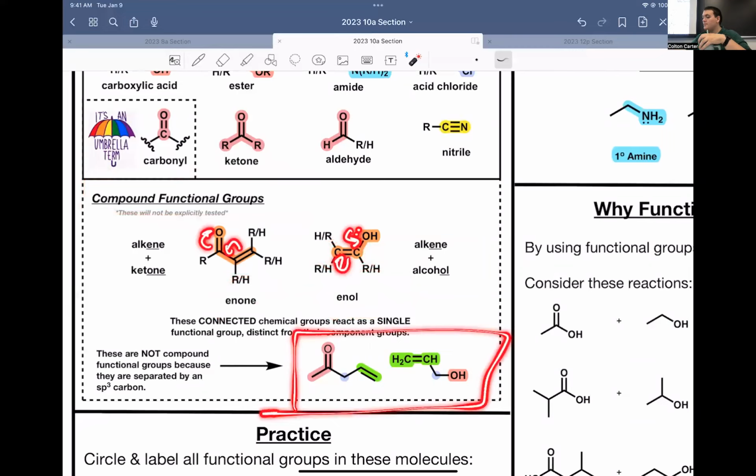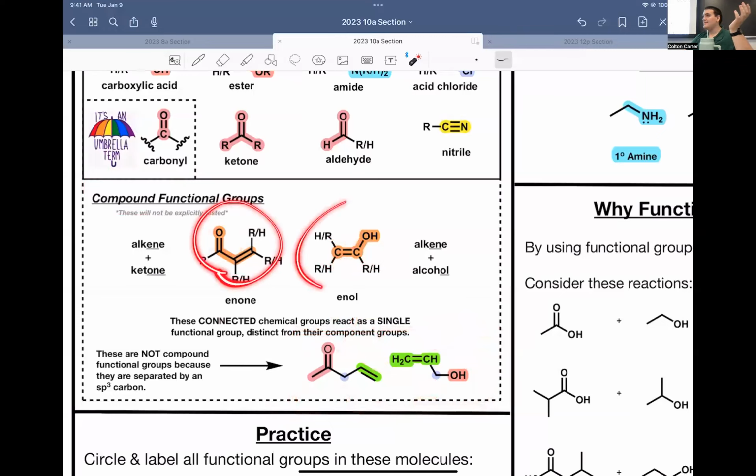Over here, these compounds are completely distinct functional groups because there's an sp3 hybrid carbon separating them. So this just reacts as an alcohol here, and this just reacts as an alkene. This is just an alkene. This is just a ketone. Whereas this is an enone and this is an enol. They react differently. That's the take-home message.